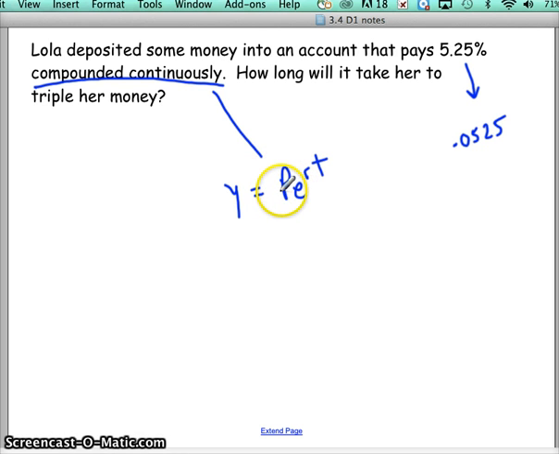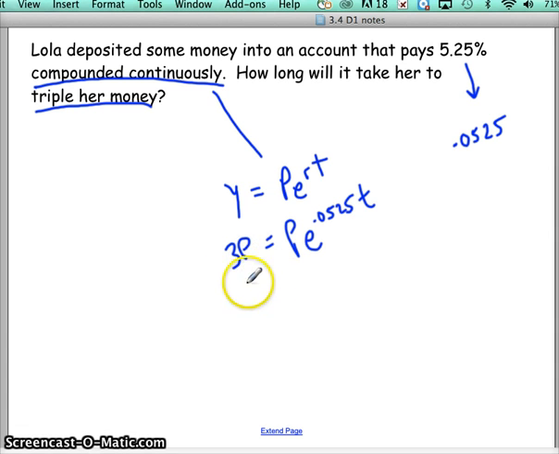That should be the original amount, but I don't see that written anywhere up here, how much she deposited originally. All I notice is that we're going to triple her money. So whatever goes here, 3 times that amount will go here. So if I left it as a P and I put the 0.0525 in for the rate, whatever P is, I'm going to triple that amount, so that would be 3P over here.